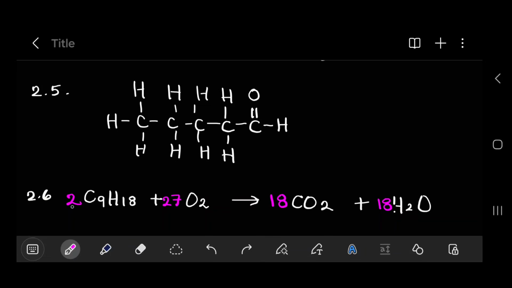Now let's check if this is balanced. On the left hand side, we've got 2 times 9, we have 18 carbon. On the right hand side, we have 18 carbon. On the left, we've got 2 times 18, which is 36 hydrogen. On the right, we have 18 times 2, which is 36 hydrogen as well. On the left-hand side, you've got 27 times 2, which is 54 oxygen. On the right-hand side, you have 18 times 2, which is 36, plus another 18, which gets you to 54. So this equation is now balanced. So just remember that if you get a 0.5, you cannot leave decimal coefficients. You multiply the entire equation by 2.